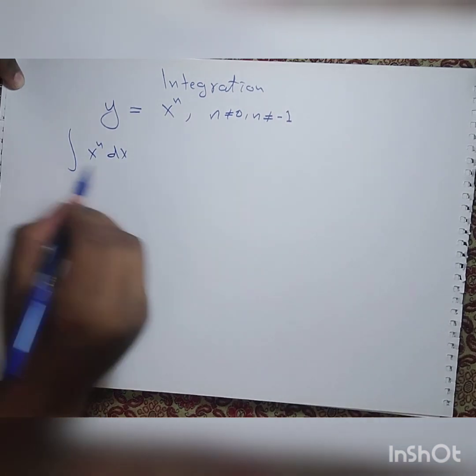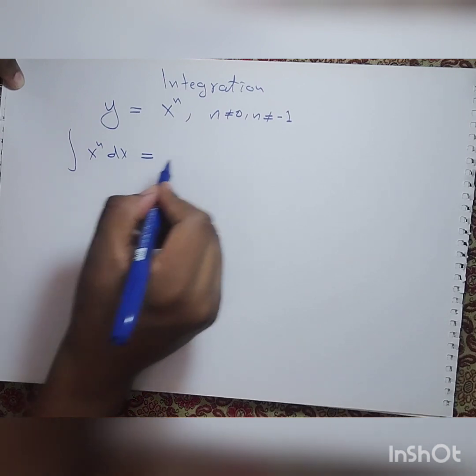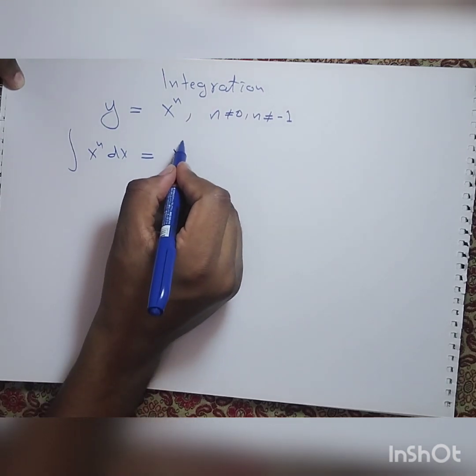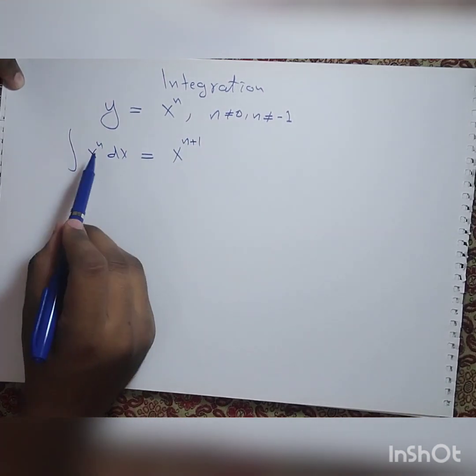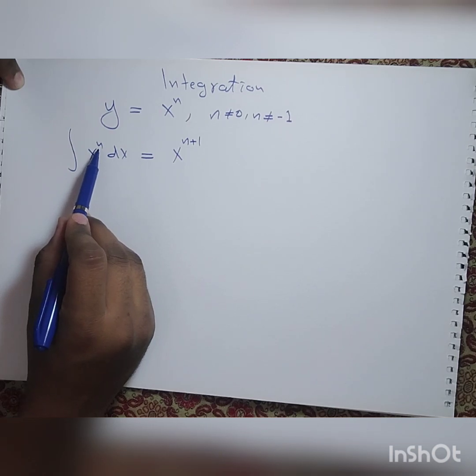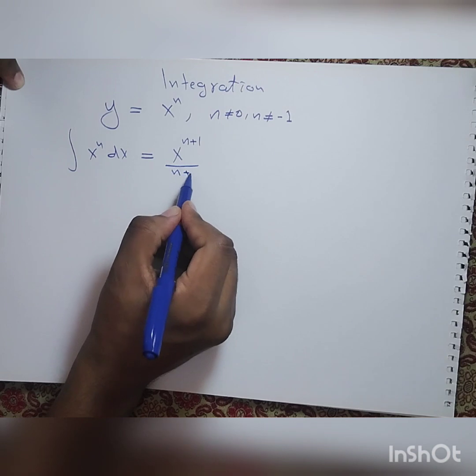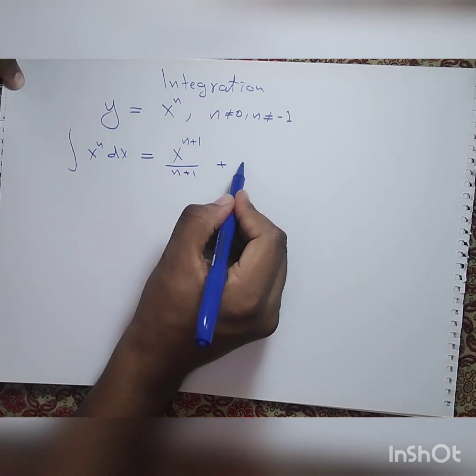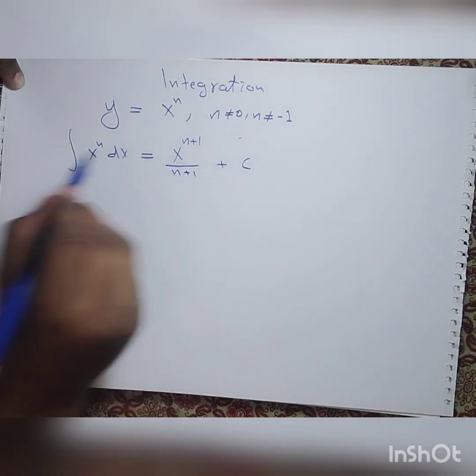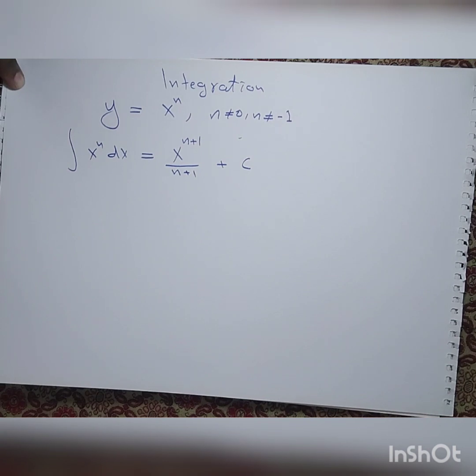dx, that is the main rule, is equal to x to the power n plus 1. So we add 1 to the exponent and then we divide by the new power, plus we add a constant. Now we will see why we add a constant when we integrate.